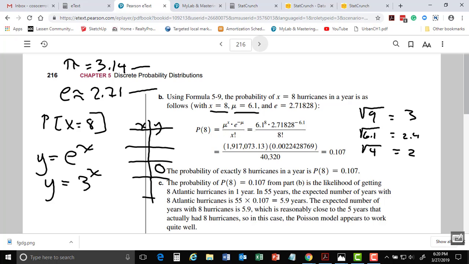Wait. 3 to the 0 is what? Almost. 1. I know it's weird. Anything raised to the 0 is 1. You're going to see it in all sorts of tests. You'll see a whole bunch of garbage, and then they'll raise that to the 0, right? And you'll waste all this time, and it ends up being 1.